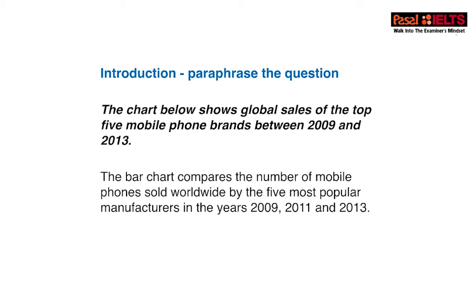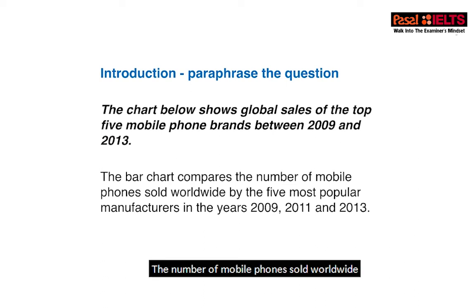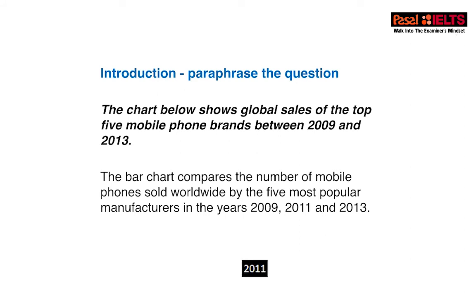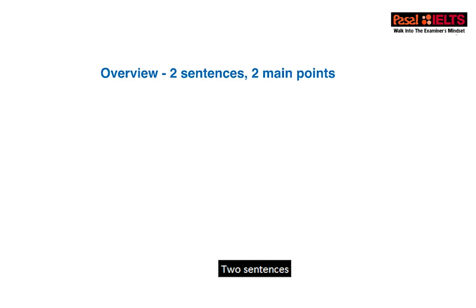The bar chart compares the number of mobile phones sold worldwide by the 5 most popular manufacturers in the years 2009, 2011 and 2013. That's 1 paragraph done. Now we move on to the overview. 2 sentences, 2 main points. So let's look at the bar chart and decide what our 2 main points will be.